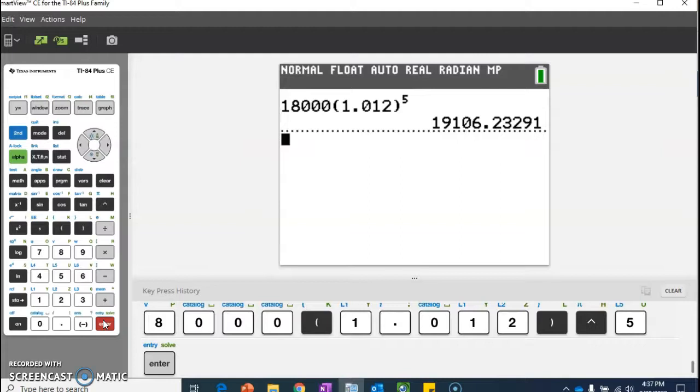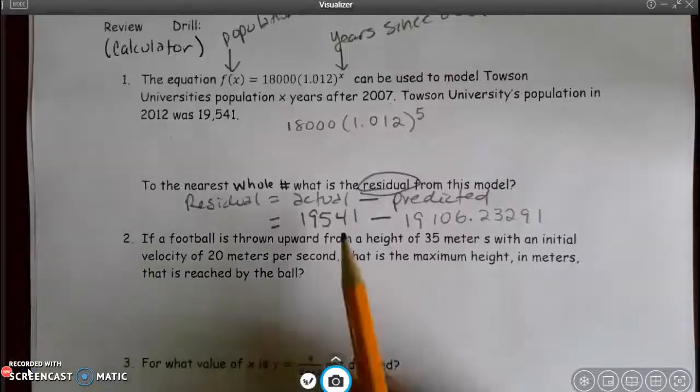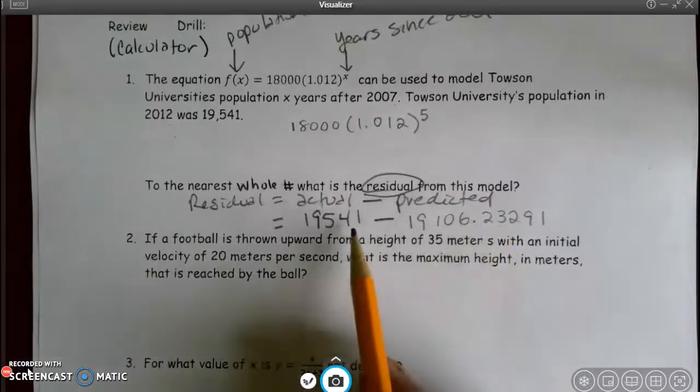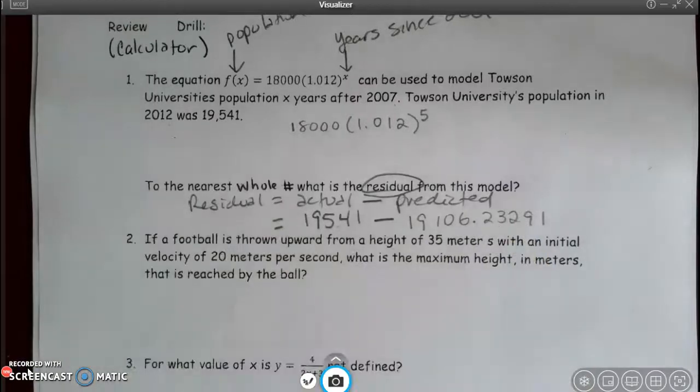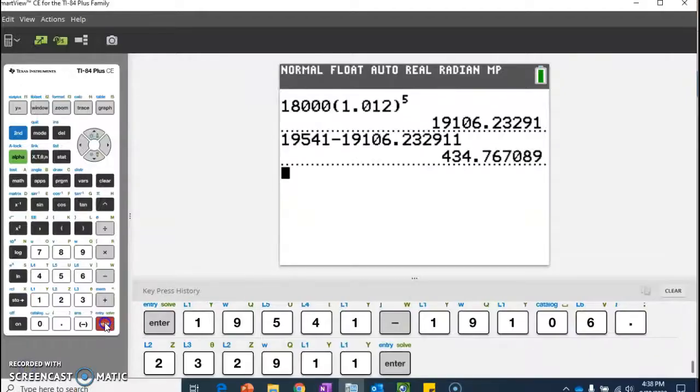I'm just going to put that whole thing down. And I want to remember that residual is actual minus predicted. And since it's actual minus predicted, I'm now going to put this into my calculator. And I get 434.767089. But it does ask me to round to the nearest whole number, which would be 435 because of that 0.7.